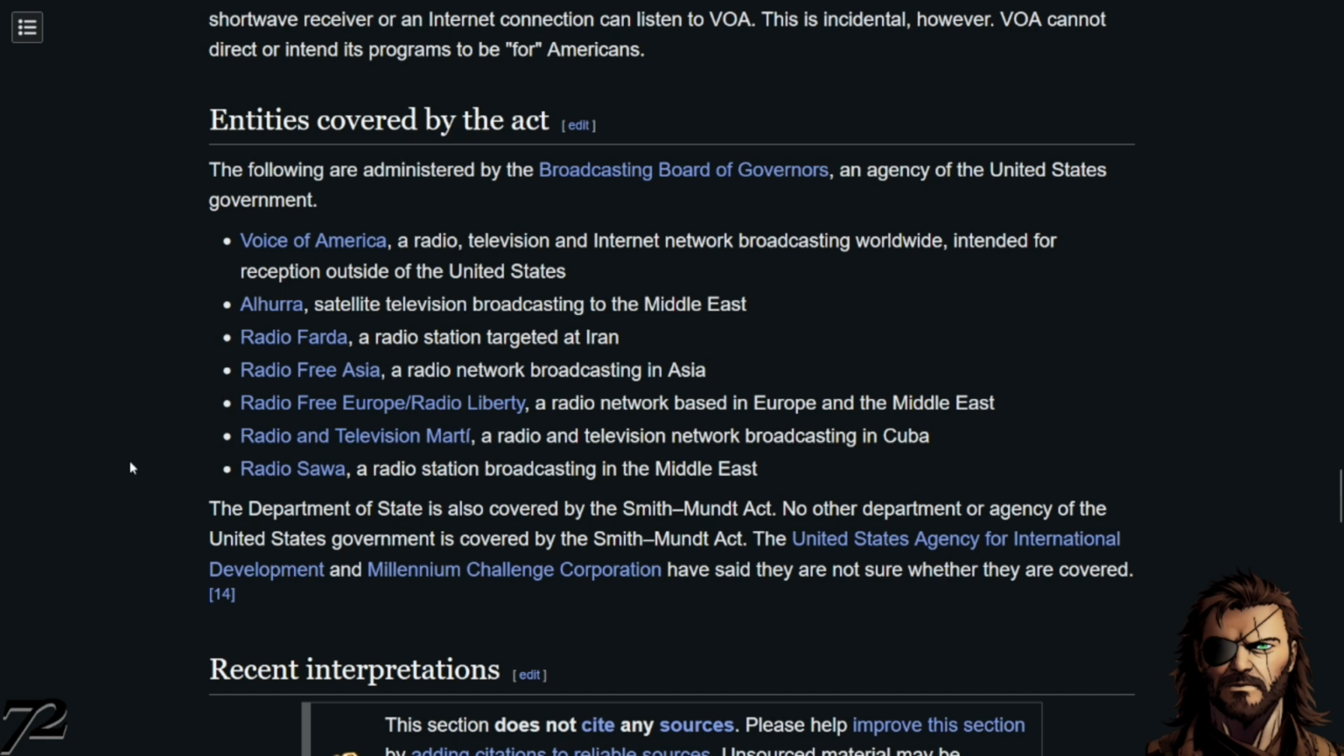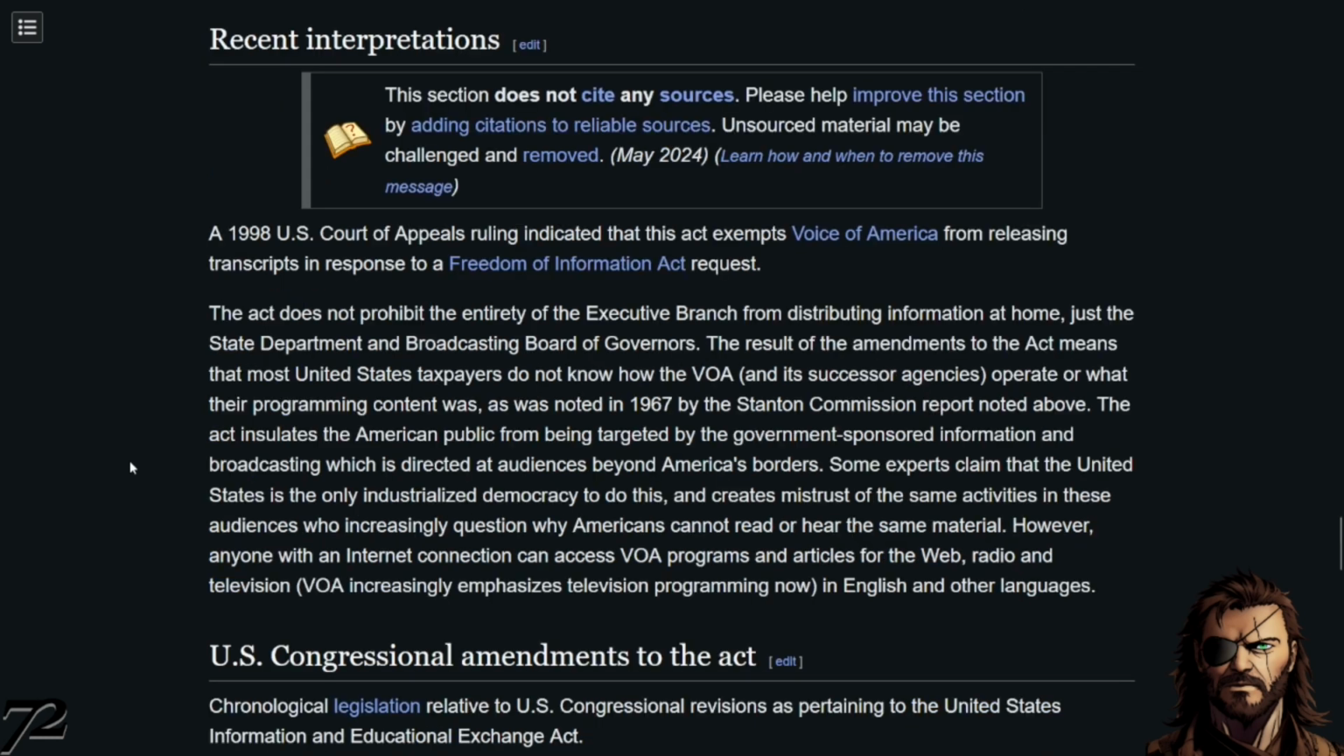The Department of State is also covered by the Smith-Mundt Act. No other department or agency of the United States government is covered by the Smith-Mundt Act. The United States Agency for International Development and Millennium Challenge Corporation have said that they are not sure whether they are covered. Recent interpretations. In 1998, a U.S. Court of Appeals ruling indicated that this act exempts Voice of America from releasing transcripts in response to a Freedom of Information Act request. The act does not prohibit the entirety of the executive branch from distributing information at home, just the State Department and Broadcasting Board of Governors.